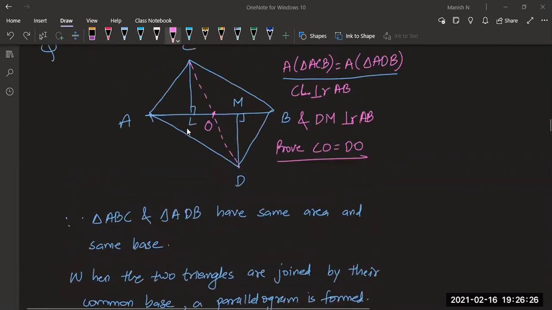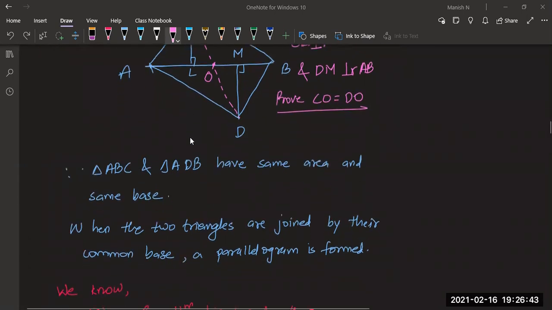How did we say that this is a parallelogram? Because the diagonal is dividing the quadrilateral into two equal halves, which are of equal area. So in that case, it has to be a parallelogram, right? And hence we can say that CO is equal to DO.